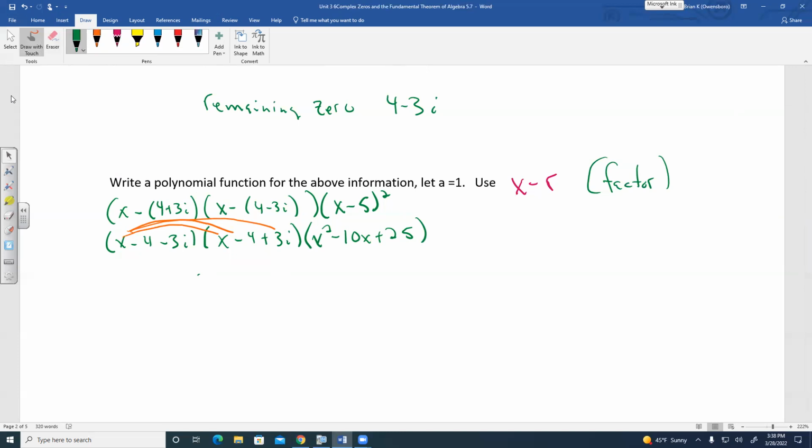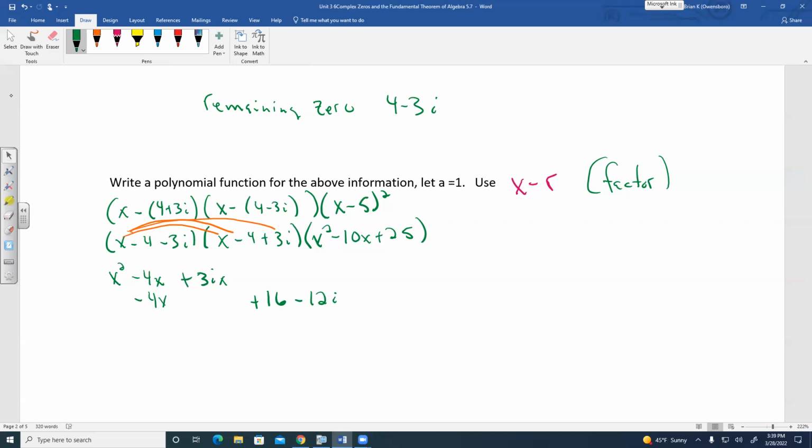So we have to do this multiplication here. x times x would be x squared. x times -4 is -4x. And x times 3i would be positive 3ix. So then I bring the -4 through. I'm sorry, -4 times x is going to be -4x. -4 times -4 is going to be a positive 16. That's not a like term. And then -4 times 3i would be -12i.